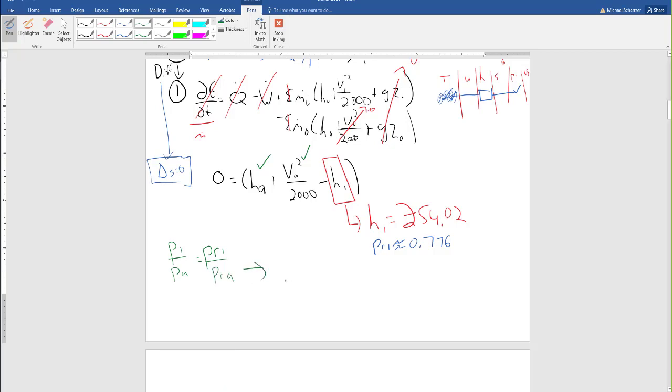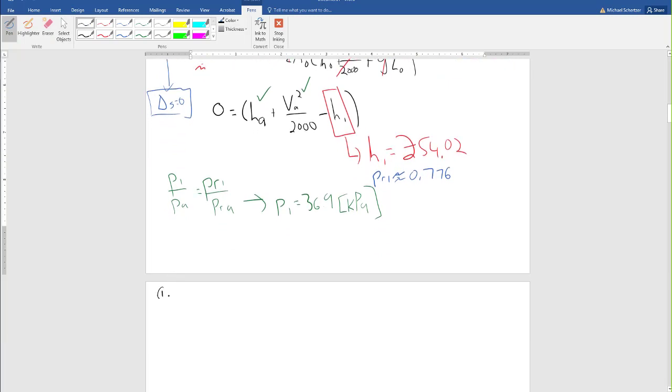Right? I can isolate and find that P1 is equal to 36.9 kilopascals. I will need this pressure because I'm going to move right from this diffuser into another isentropic process, so I'm going to have to use P1 again later. Now, as I've gone from A to 1, I can go from state 1 to state 2.